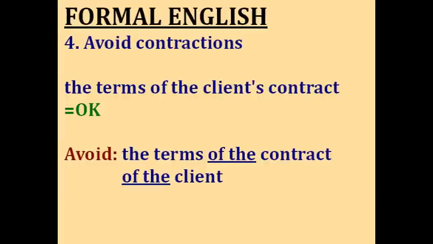Some people say that you should always try to use "of the," but sometimes there are situations where you might end up with a phrase that has multiple "of the." For example, the terms of the client's contract. You don't really want to say the terms of the contract of the client. It starts to sound strange. So if you want to, in formal English, you can spell out "of the," but try not to do it two times in the same phrase or three times in the same phrase.